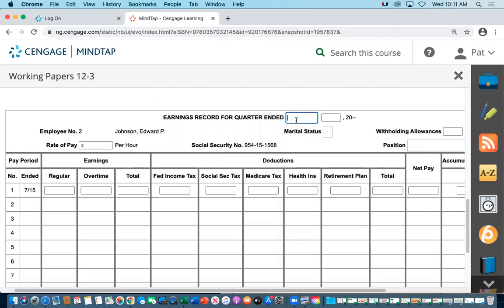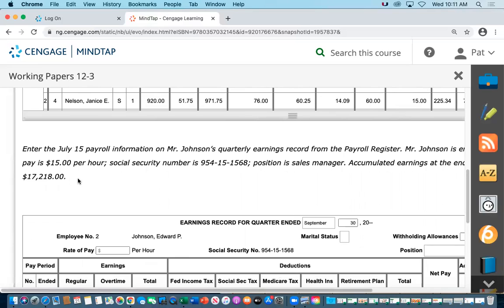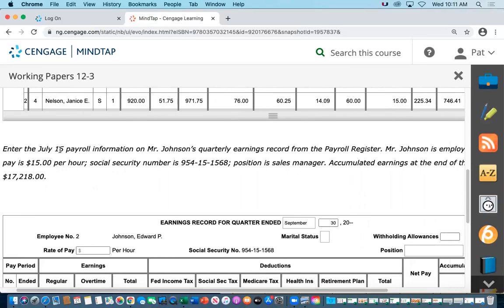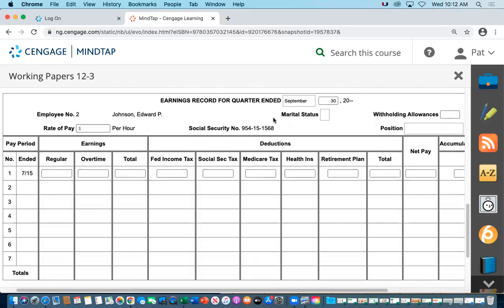Okay, so we go up here. Earnings record for what? Quarter ended: July, August, September. That's how you figure out that this is September. And how many days is September? 30. That's why we have September 30th. It told us up here that earnings at the end of the second quarter are 17,000. July 15th is the first payday of the third quarter. So we put all this information in.